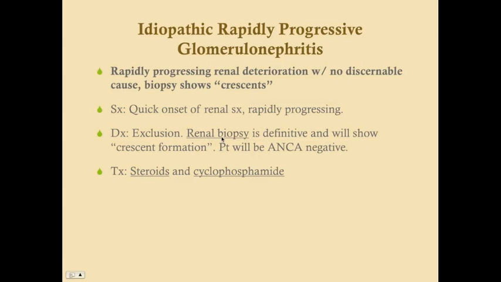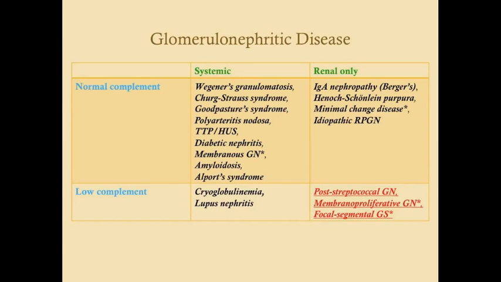They'll tell you all this stuff was negative. You got this patient that's got rapid renal deterioration and a quick onset. And then you get the renal biopsy and it shows, quote-unquote, crescent formation. Don't even know what that looks like, just know the name. Treatment here is steroids and cyclophosphamide, but these patients will quickly progress to end-stage renal disease.